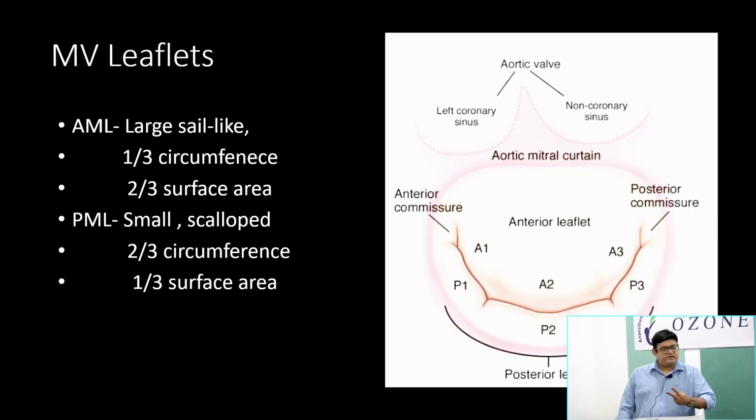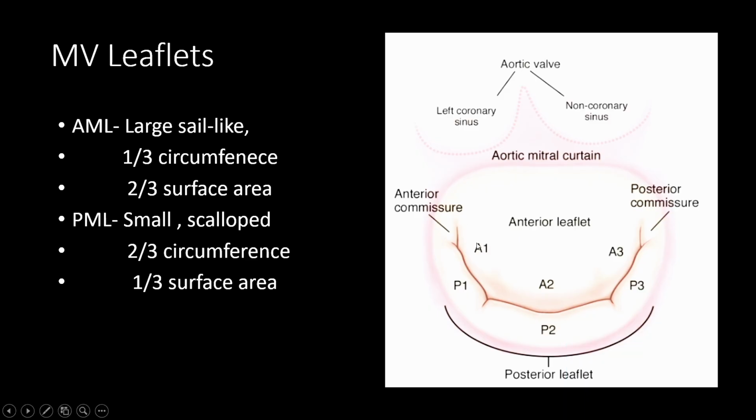Now there are two leaflets of mitral valve. You have the anterior mitral leaflet. You can see this is the anterior leaflet. It just occupies 1/3 of the circumference of the annulus and its surface area is almost 2/3. And you have the posterior mitral leaflet, which is a very small one, and although small, it occupies 2/3 of the circumference and 1/3 of the surface area. The two leaflets meet anteriorly at the anterior commissure and posteriorly at the posterior commissure.